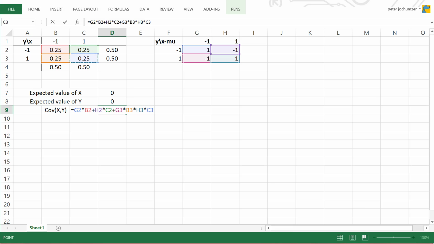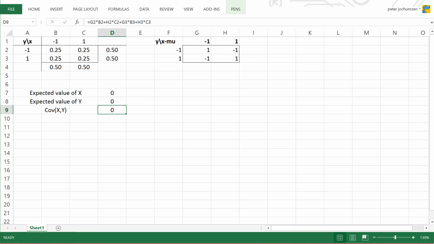In this particular example, since all the probabilities are the same, what I will get is just the average of these four numbers. And the average of 1, minus 1, minus 1 and 1 is 0. So in this particular example, the covariance between x and y is 0. And if I didn't get that, I made a typo somewhere. And the typo is here. It should be a plus, not a multiplied by. So now the covariance is, as it should be, 0.